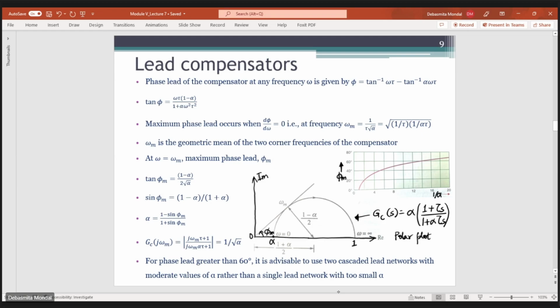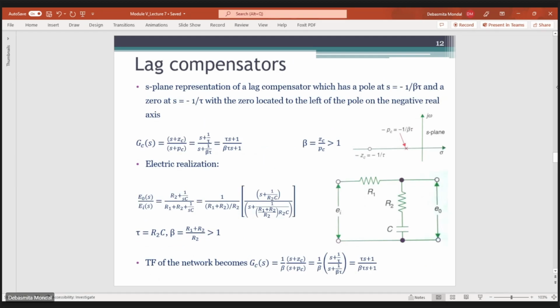So GC(s) will be given by (tau s plus 1) divided by (beta tau s plus 1), and this value of beta is given by ZC by PC. So the magnitude of the zero divided by the magnitude of the pole will obviously be greater than 1, right?